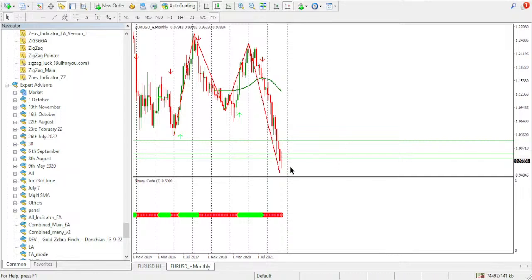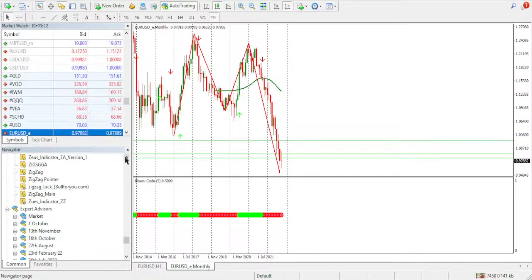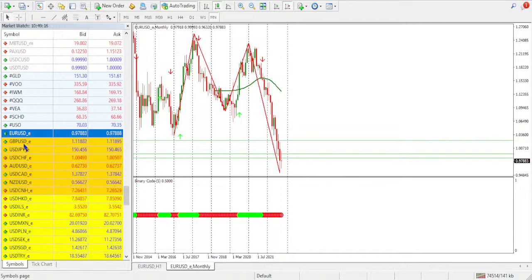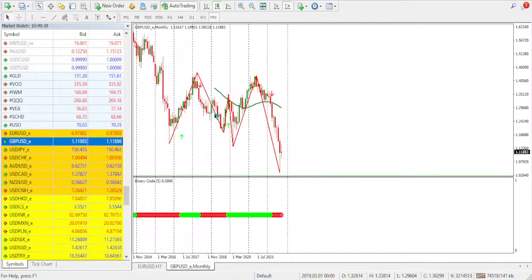We don't have any clear set target here, but if the price goes down and gives us a buy signal, then at that point we'll start looking to exit the sell which we had previously. My next chart is the GBP USD.